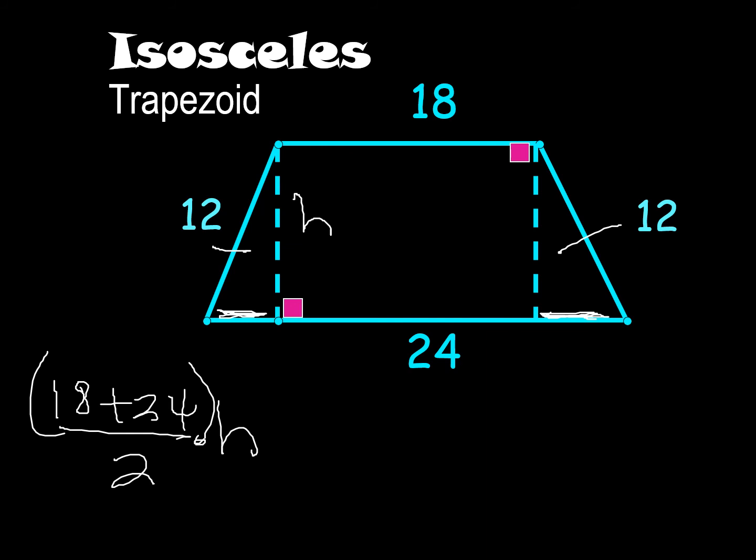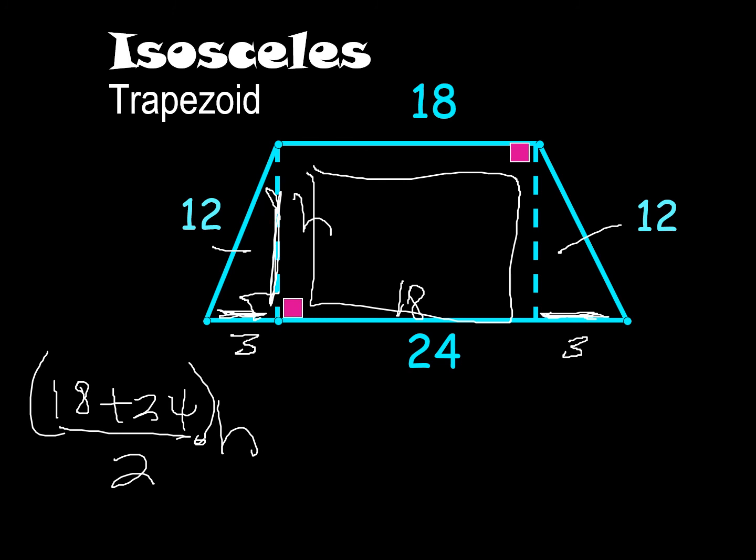What am I going to do? I'm going to bring this 18 down. You see this big old rectangle right here? 18 will come down and match 18 here. So 24 minus 18 would be 6. And guess what I get to do with that 6? Split it into 2 equal pieces. 3 and 3. So now I've got this little right triangle right up in here.